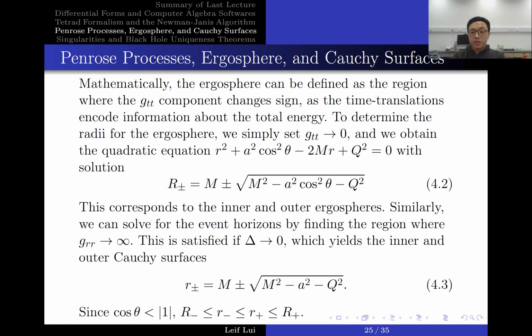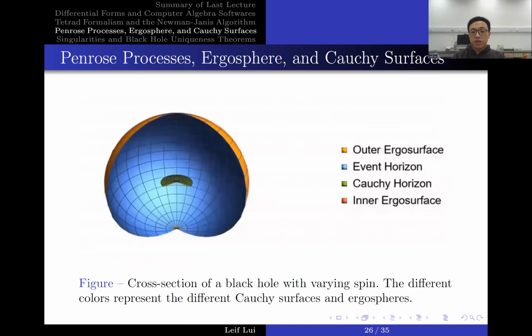Similarly, we can solve for the event horizons by finding the regions where g_rr diverges. So we can set delta to 0, and we find that the inner and outer Cauchy surfaces are as follows. And given that the cosine function is bounded by 1, we find the following inequality. Basically, the inner ergosphere is smaller than the inner Cauchy surface, then the outer Cauchy surface is greater than the inner Cauchy surface, and the largest one is the outer ergosphere. I generated this animation in Mathematica some time ago, and I will show you what it looks like.